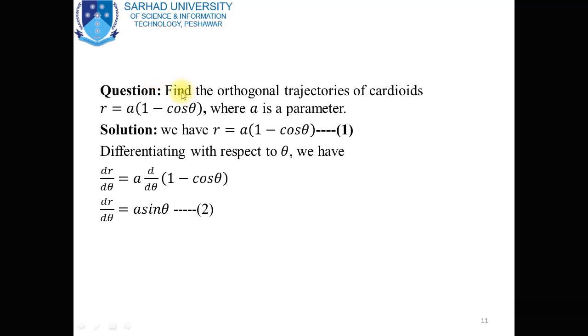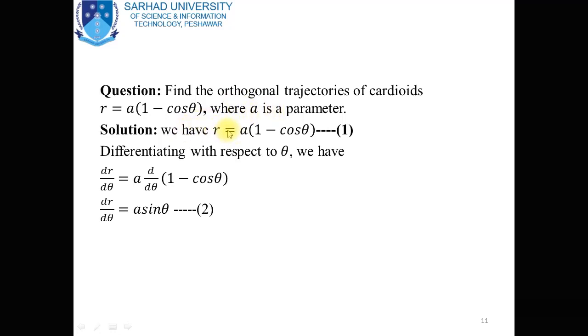Now another example. This is the polar form of a family of curves, and we have to find the orthogonal trajectory, that is, a family of curves which is orthogonal to this family of curves. Find the orthogonal trajectory for the cardioid r is equal to a into 1 minus cos theta, where a is a parameter.